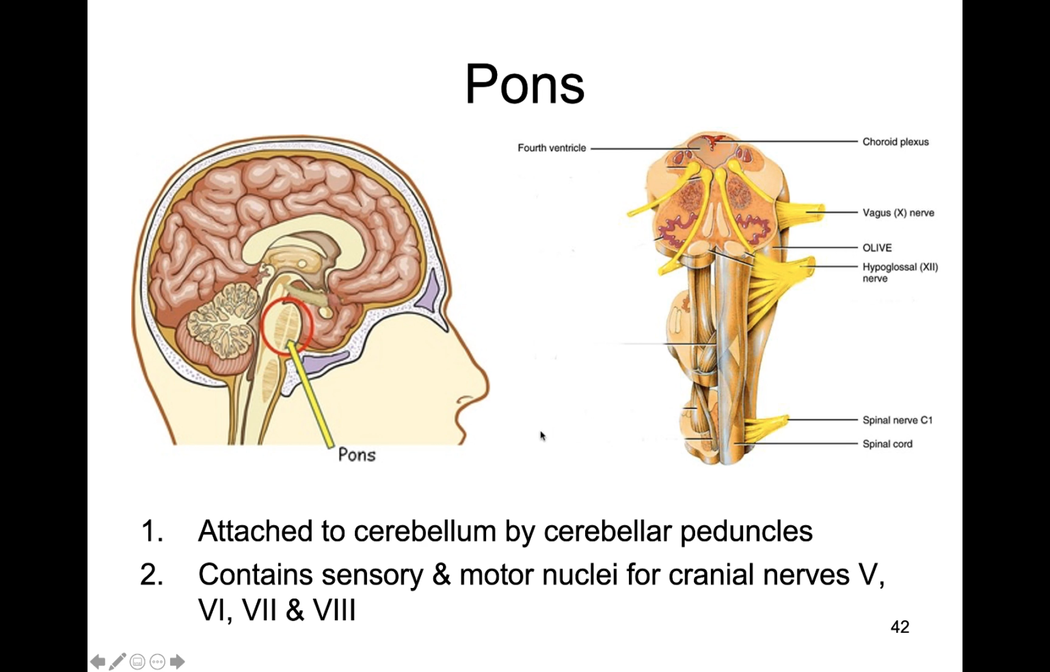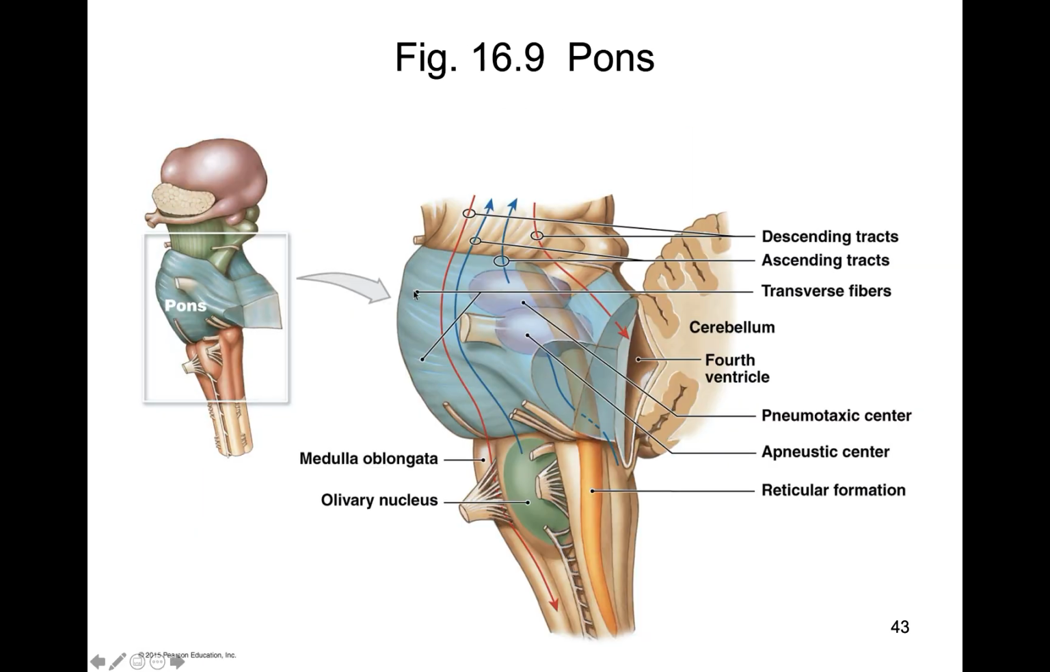Many of the cranial nerves are going to be located on the pons. It's going to contain sensory and motor nuclei for these cranial nerves. On this picture, you can see this is the pons, and below it is the medulla oblongata. We're going to talk about the medulla oblongata on an upcoming slide.